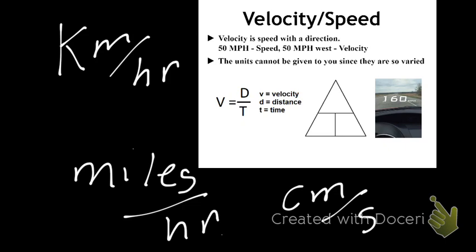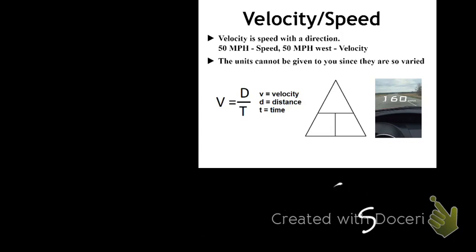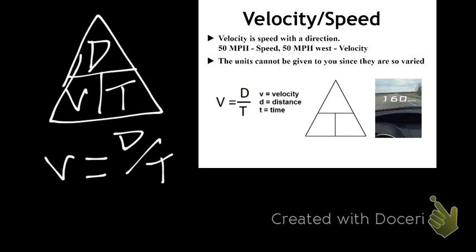That's distance over time. Now, if we want to use the triangle, kind of like we used with our force triangle, we can use it the same way. So when you're setting that up, we're going to have D on top, and then V and T on bottom. Remember, if I want to know what V is equal to, I'm going to put my finger over the V, and I will see that it's equal to D over T.